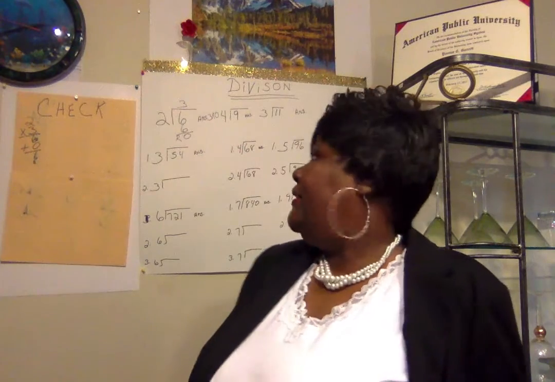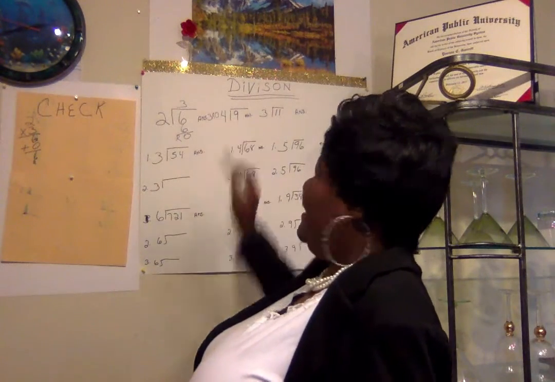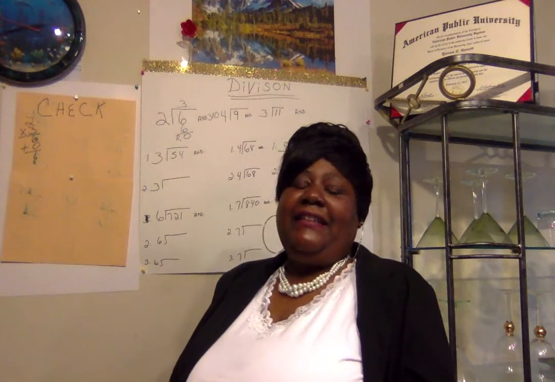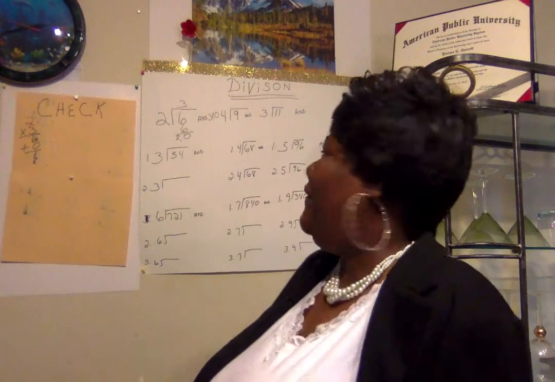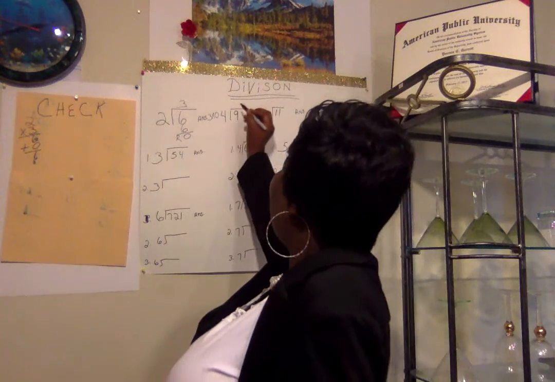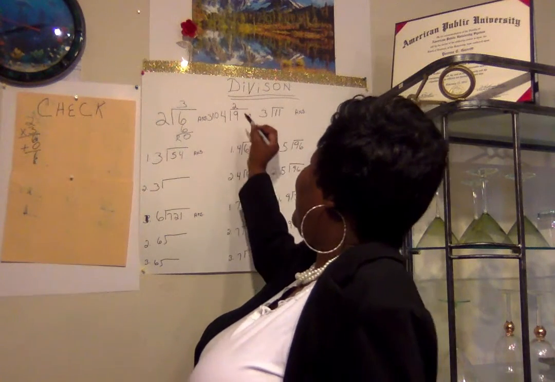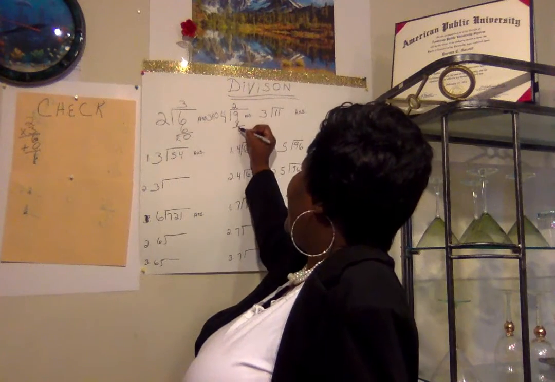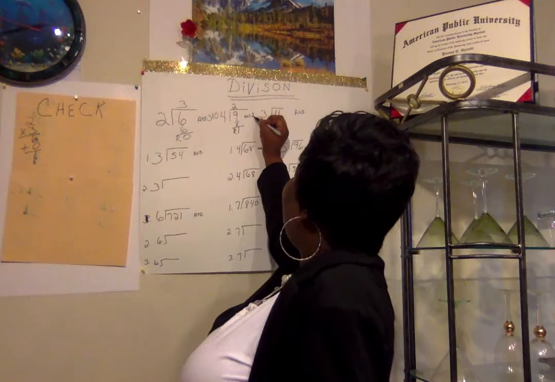Okay, so moving on to the second problem. 4 into 9. Remember I taught you multiplication yesterday. So 4 times 2 is what? 8. So you know 4 times 3 is 12. So 12 is larger than 9. So you want to say 4 goes into 9 how many times? 2. Put your 2 at the top. 2 times 4 is what? 8. Subtract 8 from 9 is 1. So your remainder is 1. So your answer is 2.